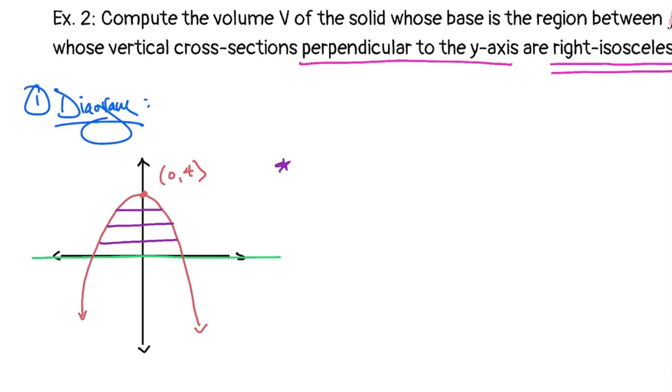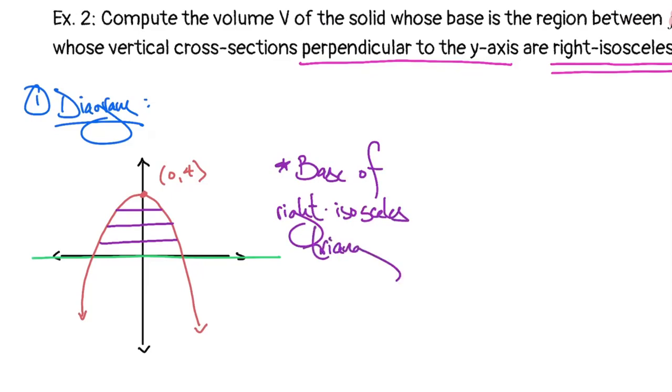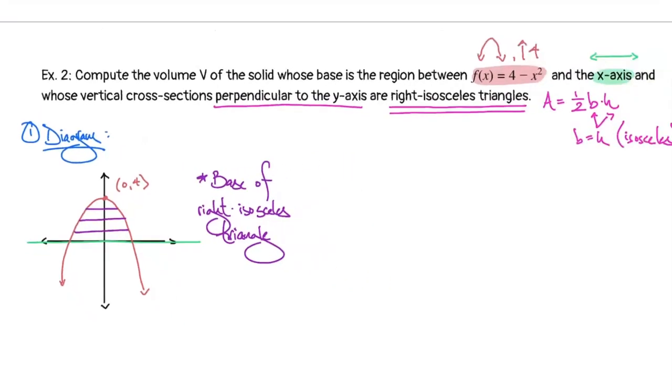Good. Okay, so this we could say is the base of the right isosceles triangle, right? The base of the right isosceles triangle. And in fact, we can also say this is the height of the triangle because they happen to be the same in this case, all right? But this line itself actually represents the base of that right triangle.